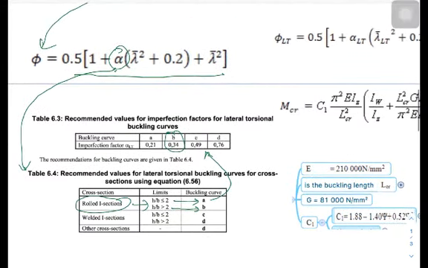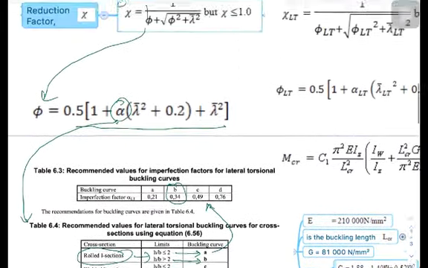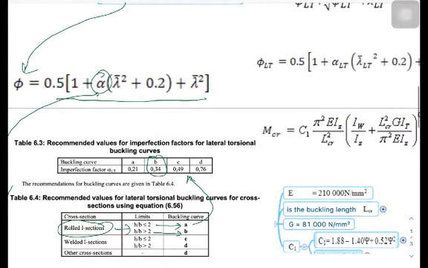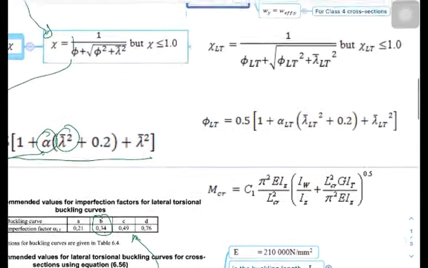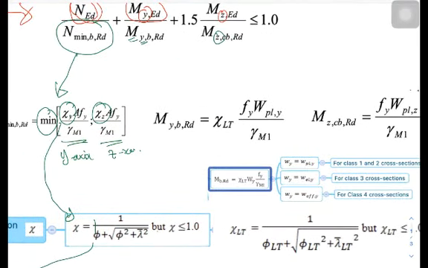Now, the next value to find is lambda, and lambda is also found as in examples 5.1 and 5.2, right? And then you go to calculate the value of MYBRD.